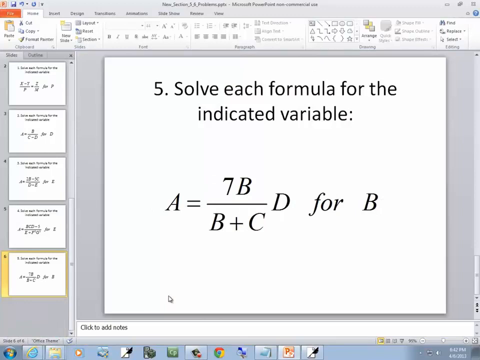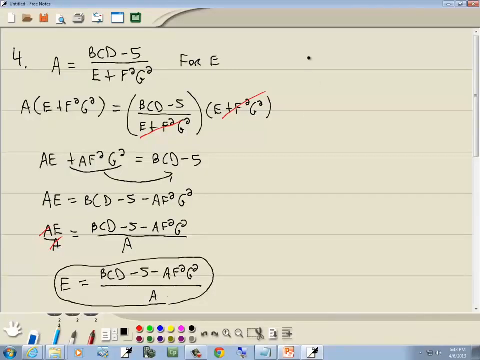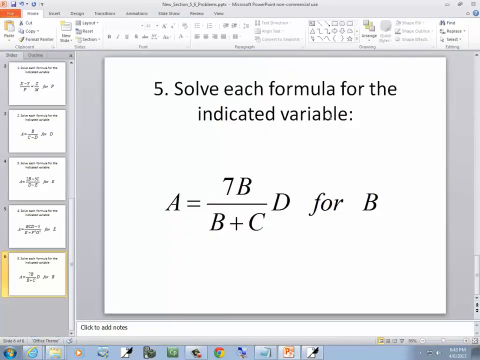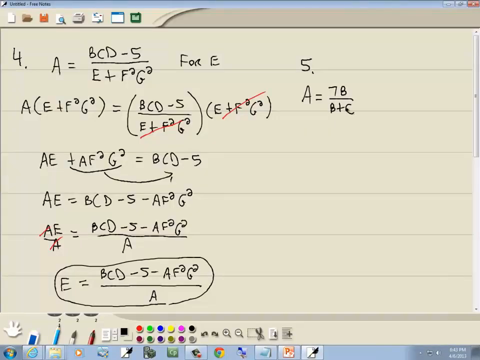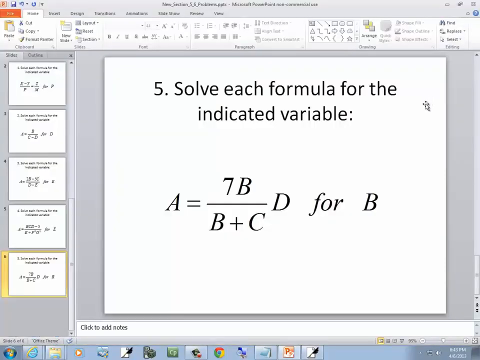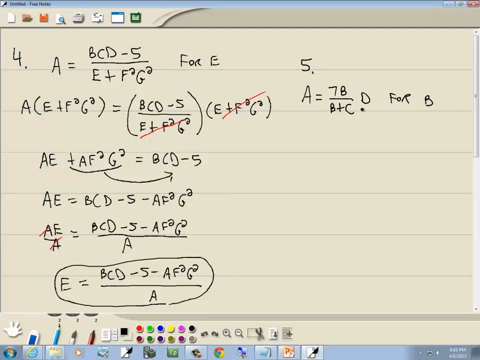Let's look at our last problem here. Got a is equal to 7b over b plus c with a d to the side, and we're solving that for b. Well, when you got a number or a variable right next to a fraction like this, you can take whatever you have there and put it up in the numerator. So this becomes 7bd over b plus c.